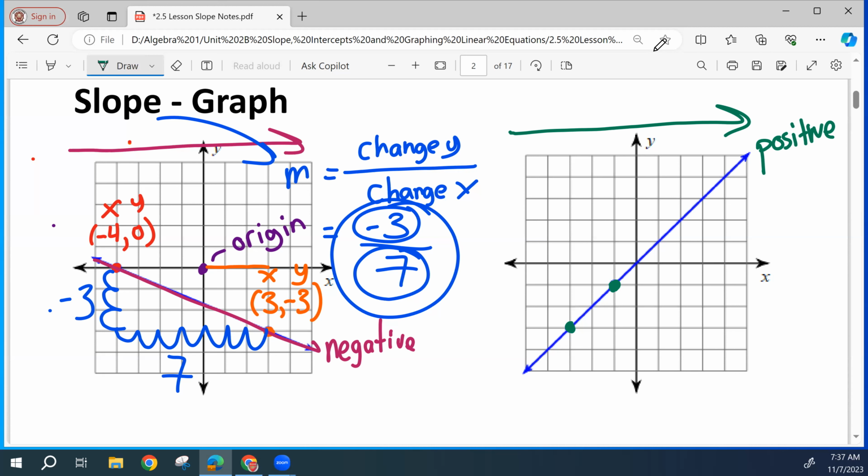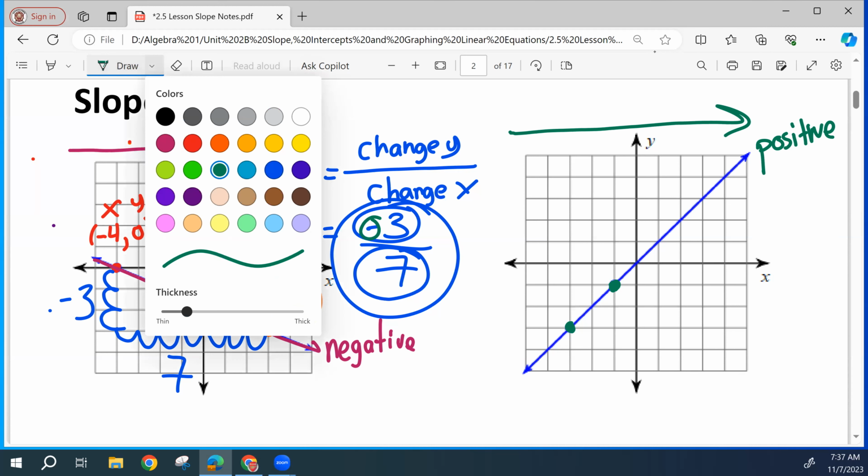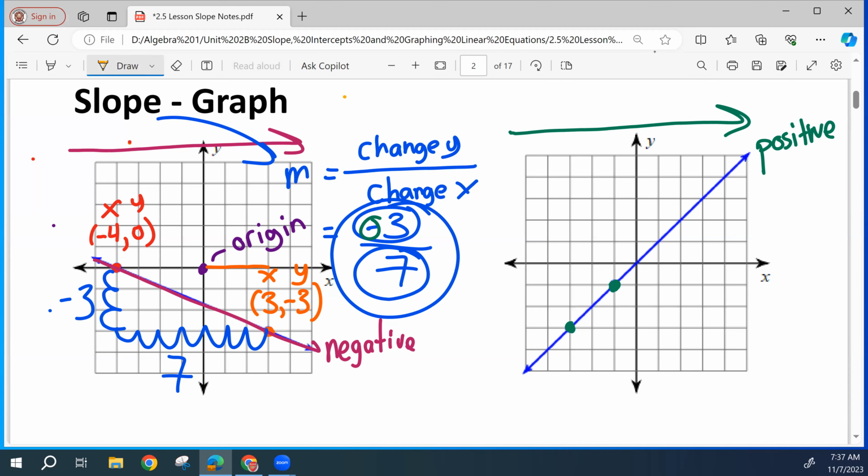So my final fraction should be positive. You can see over here, my final fraction was negative 3/7. So if I'm starting from my point on the left, and I always start on the left, to get to my point to the right, I have to go up 2. Up is positive, so my top number is positive. Then I have to go right 2. Right is positive, so that bottom number is positive.